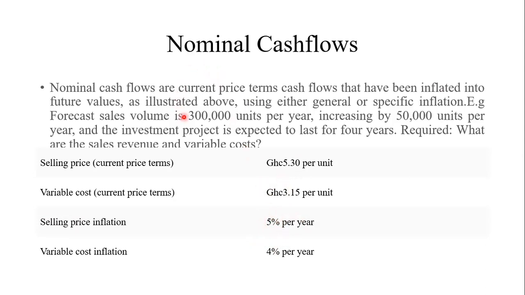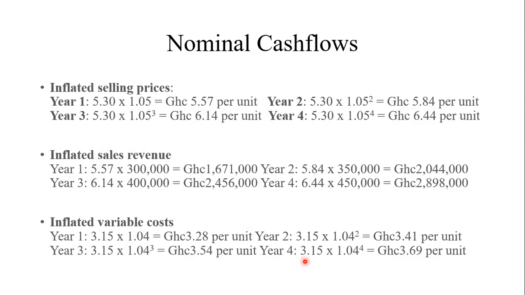And you also multiply by the respective volumes, which we have talked about already, to have been increasing by 50,000 cedis per year. You apply the same principle to your variable cost, which is inflated at 4% per annum. Let's see how this is done in real time.